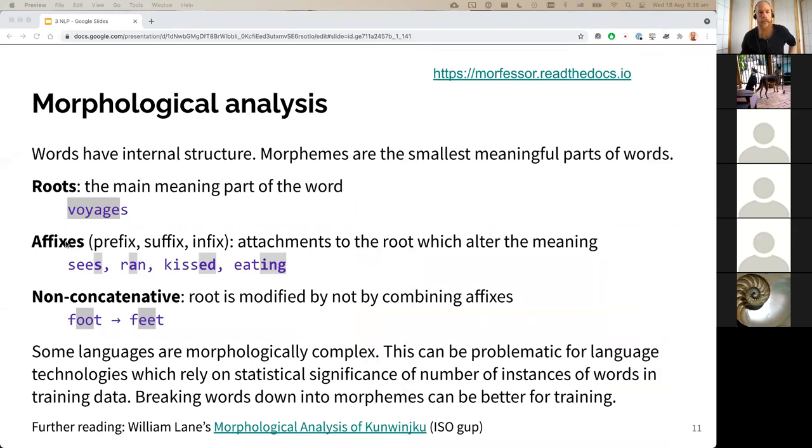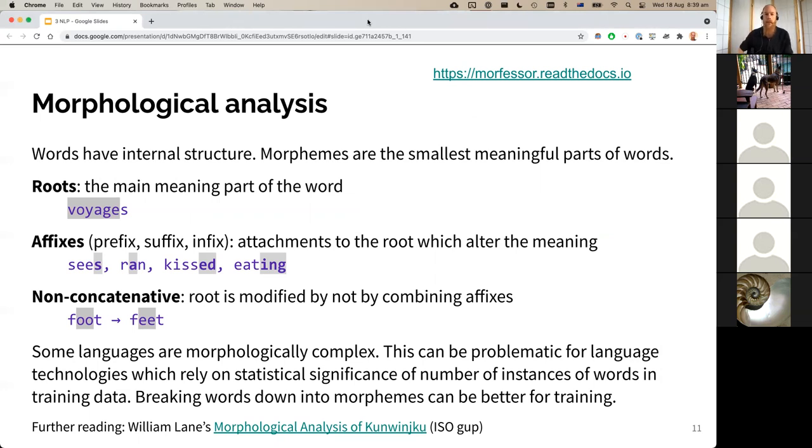Now, the reason for breaking down these words into morphemes might be that if we were training a speech recognition system on a morphologically complex language, then we might have fewer instances of individual words in the training data, because each word being complex might only appear a very small number of times, whereas the individual morphemes themselves might appear more often. So if we break the words down into separate morphemes, then we might see more instances of those morphemes in the training data, and our recognition system might then be higher quality. So breaking them down into morphemes can be better for training other systems.